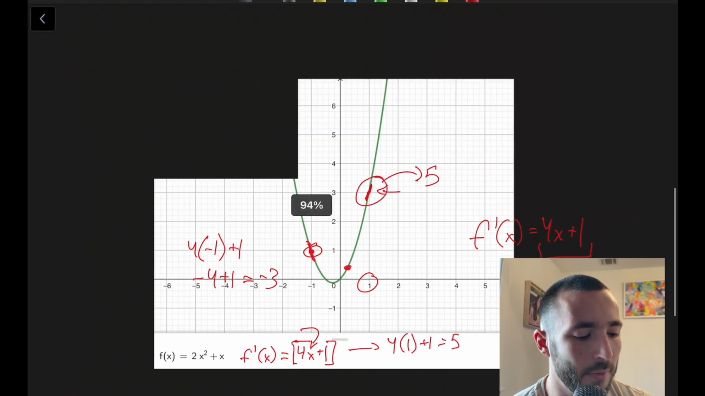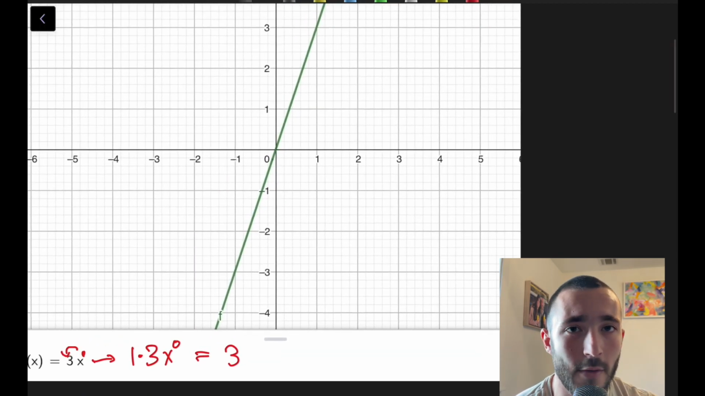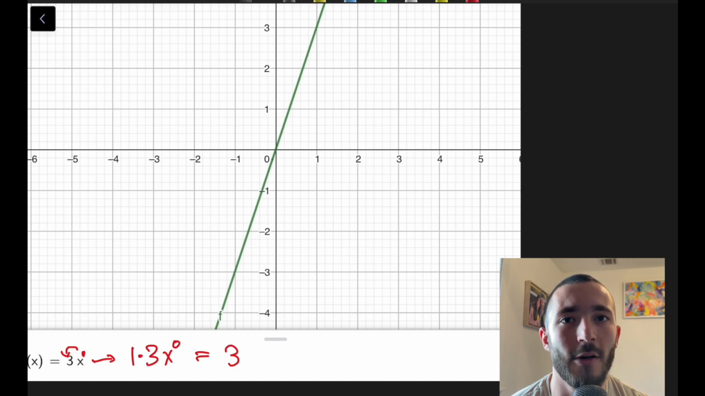The first example, the slope is 3 the whole time. Anywhere you go on the graph, the slope is 3. It doesn't depend on x, so we don't see an x in the expression. The latter example, we do need an x in the expression of the slope, and that will tell us what the slope is at any point on the graph.